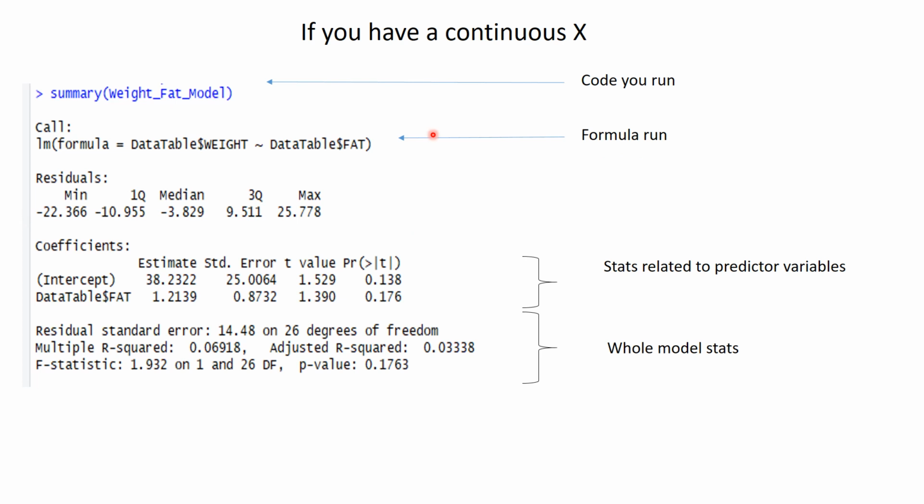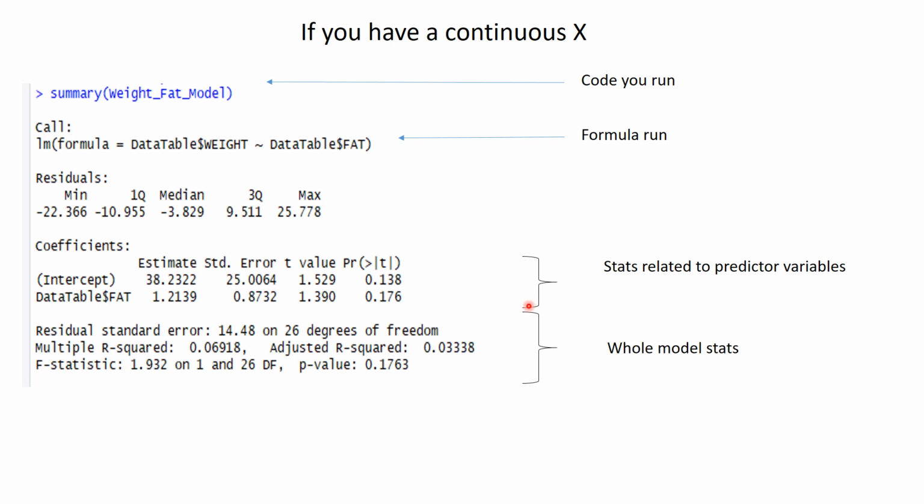The first thing that it prints is an indication of what formula we have run. And you can see we've run a formula where weight is predicted, this is what the tilde means, by fat, right? And we have quite a lot of information here. The information right at the bottom represents statistics on the whole model, and what we have in the top here are statistics that are related to the particular predictor variable that we have put into this model.